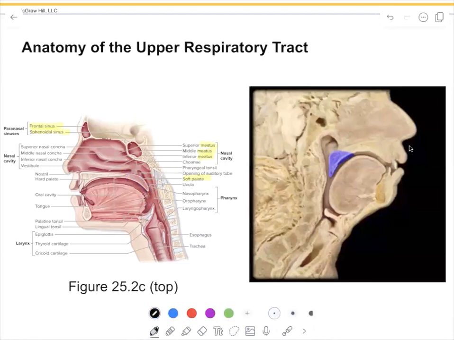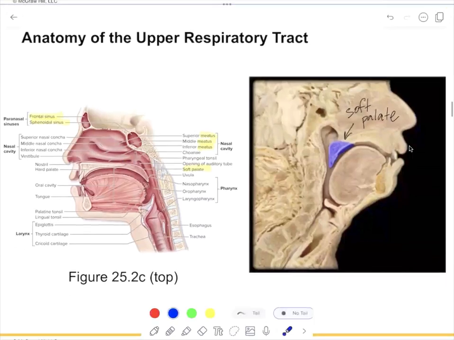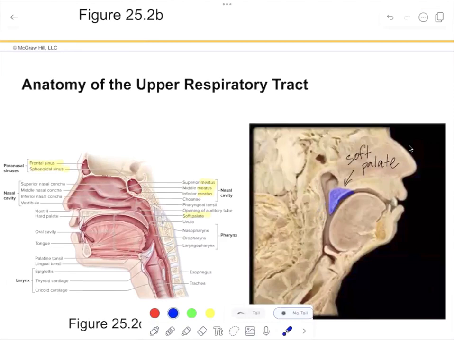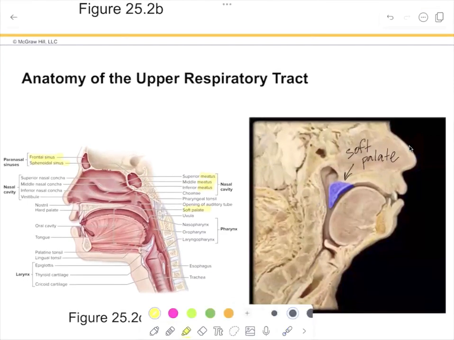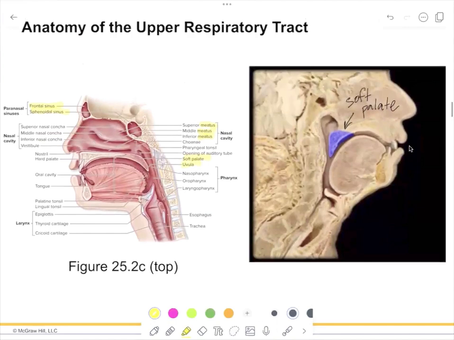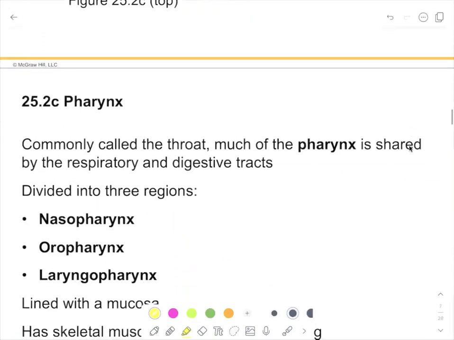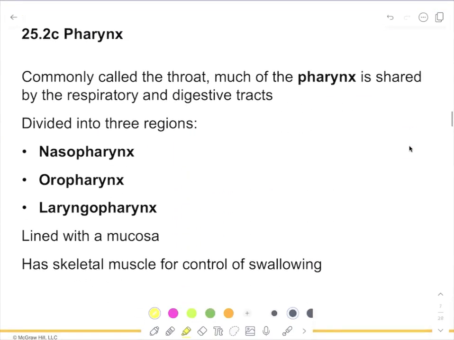So when we look at this image of the cadaver, this would be the soft palate. And at the very bottom of the soft palate, in this area right here, this is actually the uvula. Also shown on the diagram to your left are the three different regions of the pharynx. So the pharynx has the three major regions, the nasopharynx, oropharynx, as well as laryngopharynx.